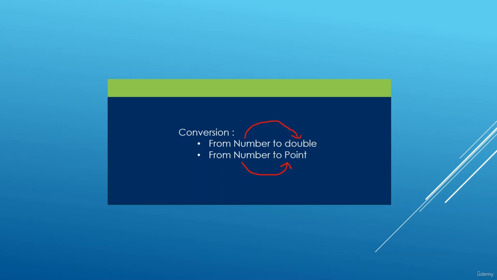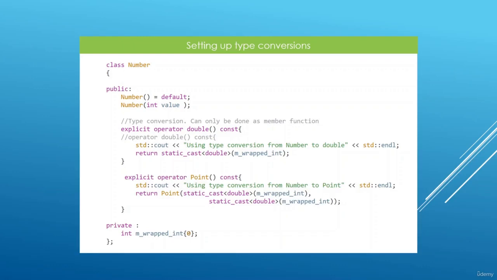One way to set up these kinds of transformations is a bunch of operators we can overload on our number class. And we can overload the double and point operators just like you see here. So you say operator, specify the type you want to transform to, and then put your parameter list. If it's not going to be modifying your object, you can mark this member function as const. And inside, you're going to define how this transformation is going to work.